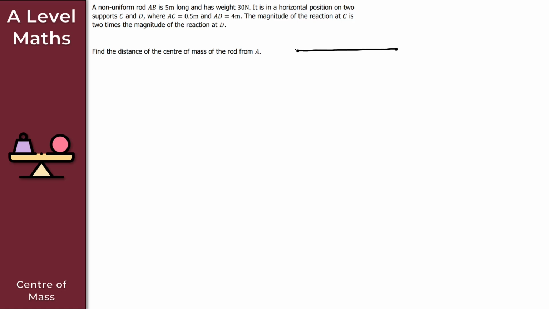So let's say that this is my non-uniform rod AB. I've got A here and B at the end. We have two supports labelled C and D. So let's say that this is C here, and then we also have D, like so. What else do we have? We also have these distances that we're given. From A to C, that's 0.5 meters. So this distance here is 0.5 meters. And we're also told that AD is equal to 4 meters. So from A to D, that's 4 meters.